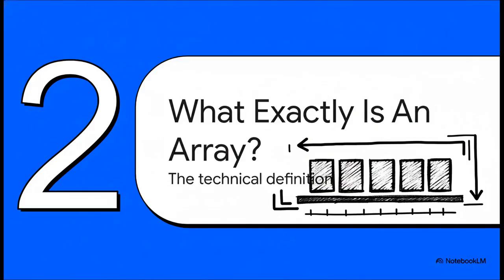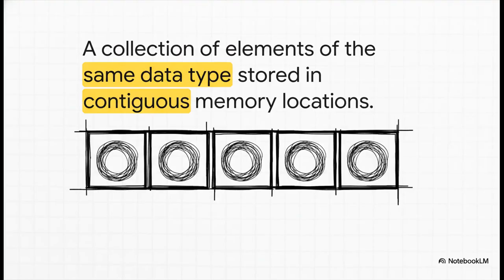All right, so that's the simple idea, the boxes on a shelf. Now that we've got that in our heads, let's get a little more technical and look at the textbook definition. So here it is. An array is a collection of elements. But here are the two key parts. They're all the same data type, and they're stored in contiguous memory locations. That word contiguous sounds fancy, but it just means they're all lined up right next to each other in your computer's memory. One after another, no space in between. And that simple fact that they're all together is what makes arrays super fast.